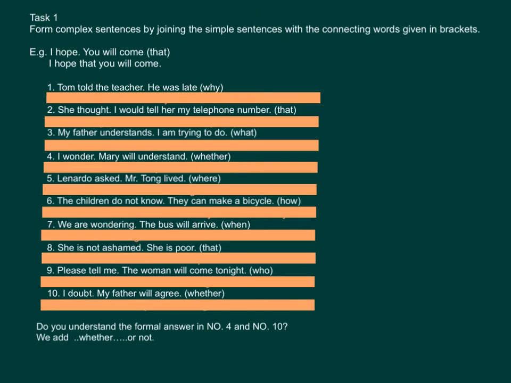Task 1. Form complex sentences by joining the simple sentences with the connecting words given in the brackets. Look at the example I do for you. I hope you will come. The bracket: that. I hope that you will come.